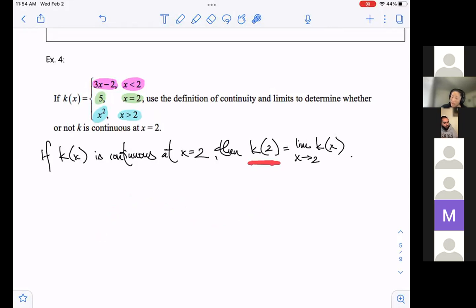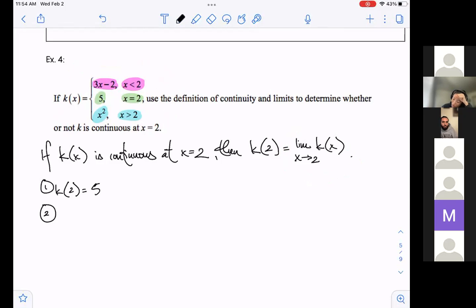Well, let's start with this left-hand side. How do I find k of 2? It has a y value, okay? And what does this piecewise function tell us that value is? Yeah, right? Because we said when x equals 2, if I hand you an x value of 2, you're like, that's 5. Okay. So k of 2 equals 5. That means we hope that the overall limit is also 5.